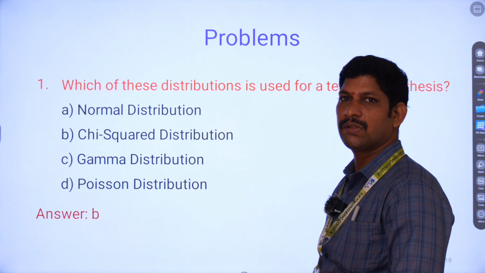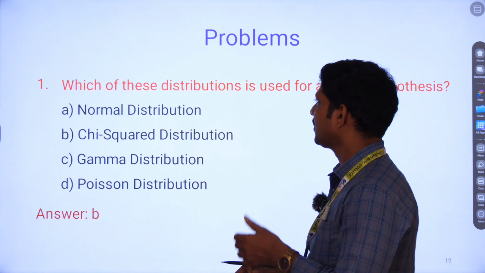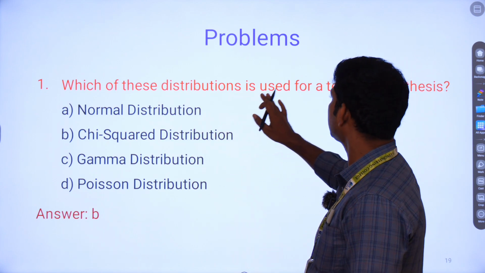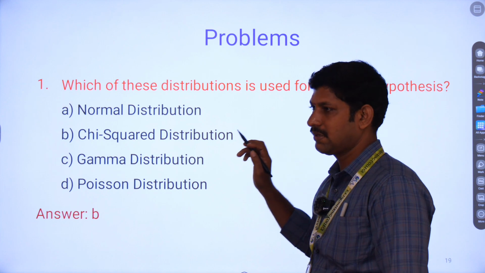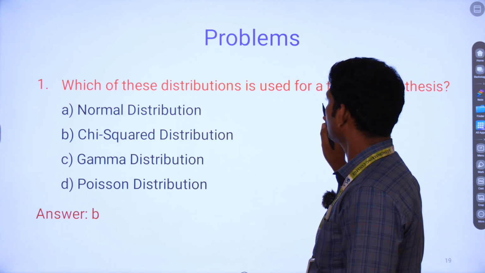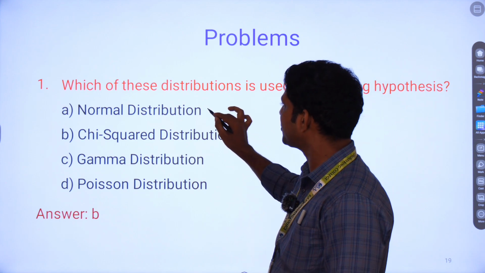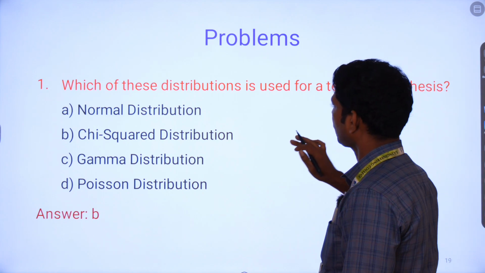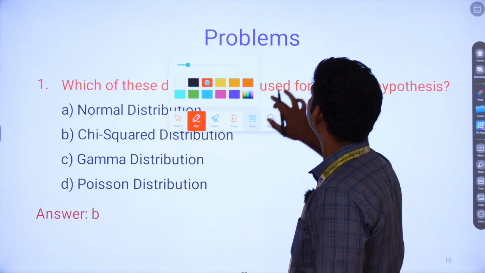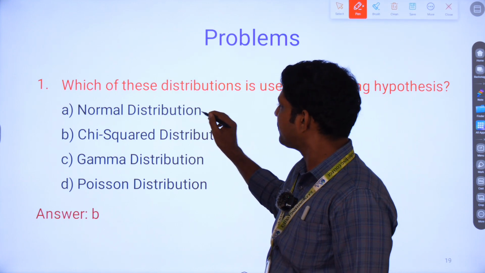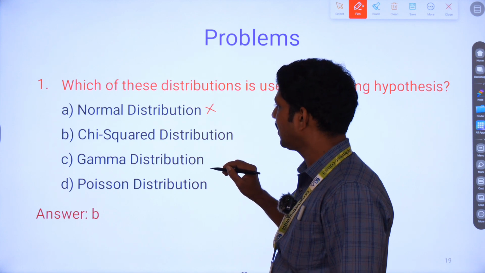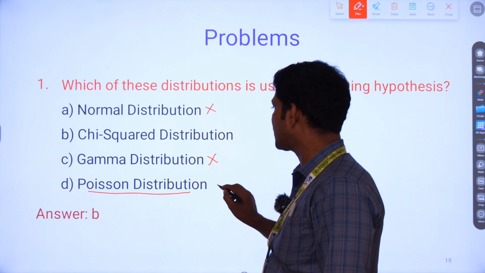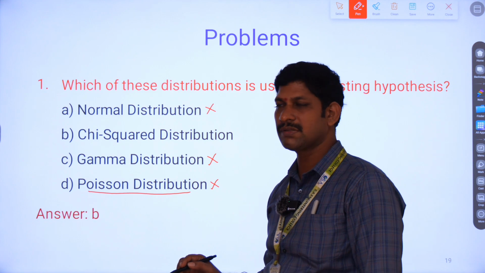Now we can go through these problems. We have 5 problems. The first one: which of the distributions is used for testing of hypothesis? Normal distribution is not used in testing of hypothesis, gamma distribution is also not, and Poisson distribution is also not.